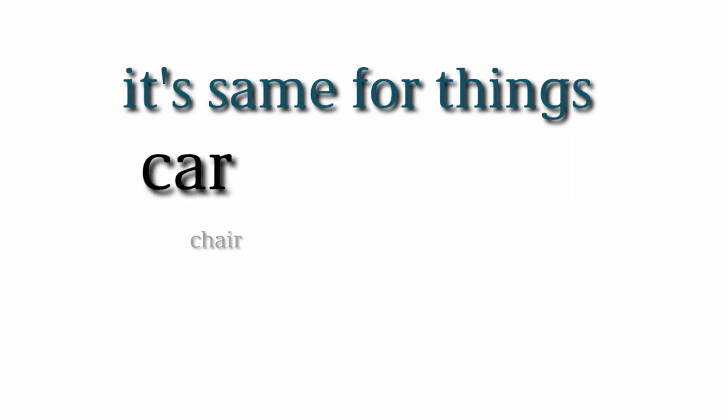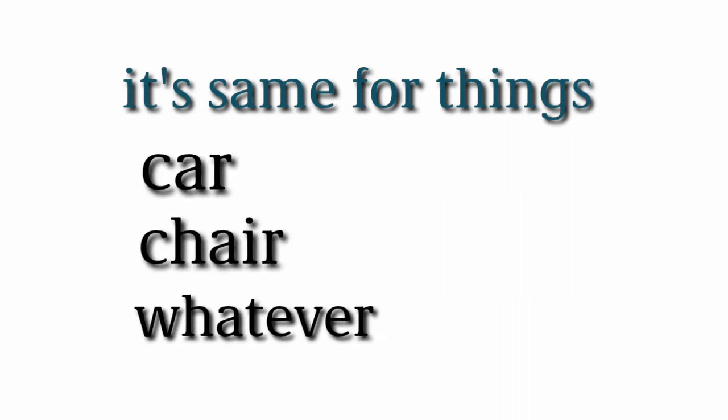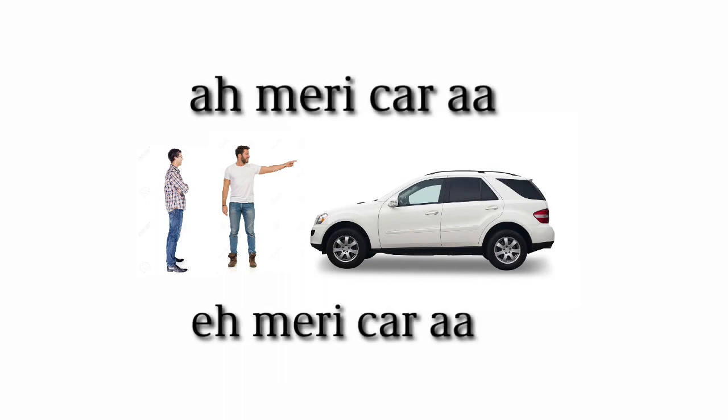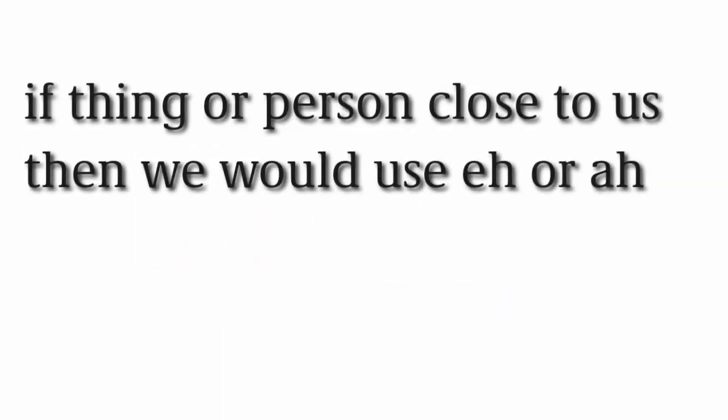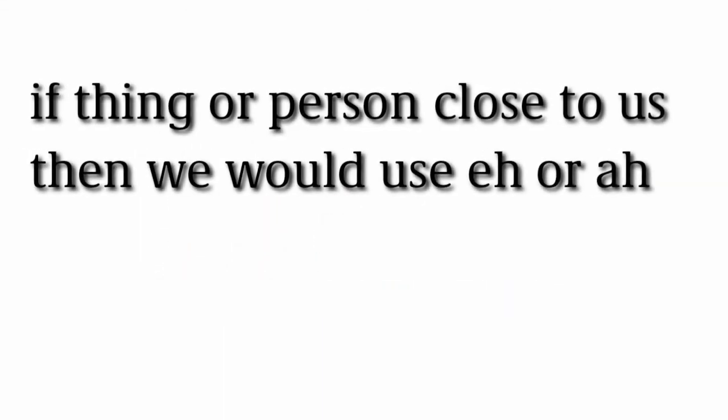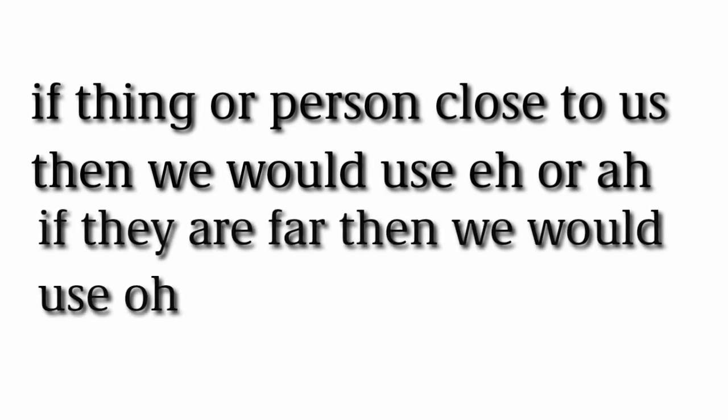So it's the same for things like car, chair, whatever, right? For example, if you want to tell me that is your car, if it's far you would say oh meri car. If it's near to us, close to us, like we are just standing in front of the car, then you can say a meri car, or you can say a meri car, all right? Like this is my car or that is my car. So it depends where that person or that thing is located. If it's close to us, then we would use a or a. If it's far, then we would use o, all right?